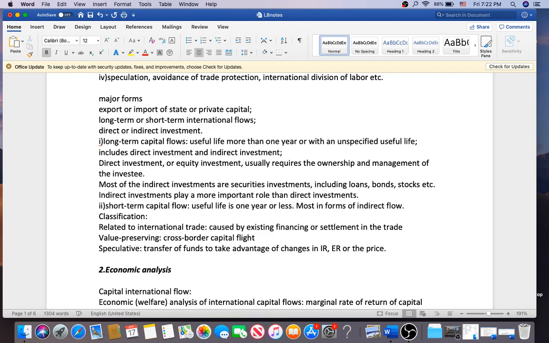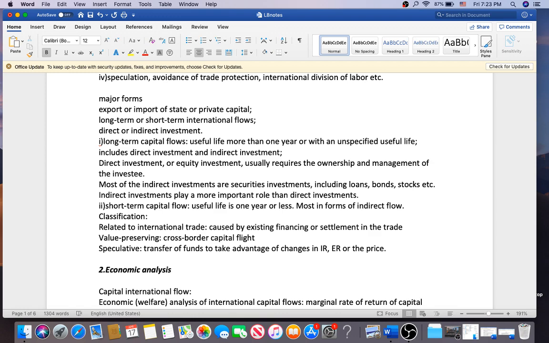The next is short-term capital flow. Short-term capital flow refers to capital flow with a life of 1 year or less. The international flow of short-term capital includes many forms, but mostly belongs to the category of indirect capital flow. In international economic practice, short-term capital flows can be roughly divided into the following categories. First, capital flow related to international trade, that is, international capital flow caused by financing or settlements in the process of international trade.